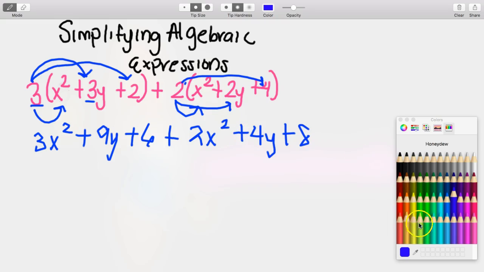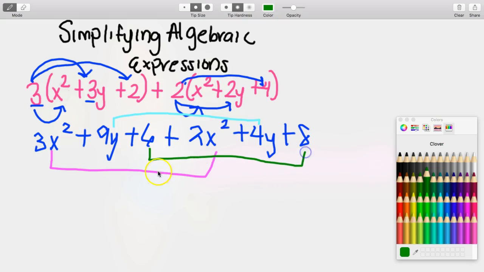The way that we simplify these expressions is that we combine like terms. In order to combine terms, they have to be alike as it relates to addition and subtraction. So let's recognize what our like terms are: 3x squared and 2x squared, and then 9y and 4y, and then our constants, which are 6 and 8.